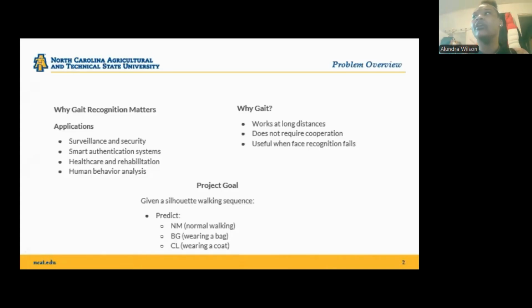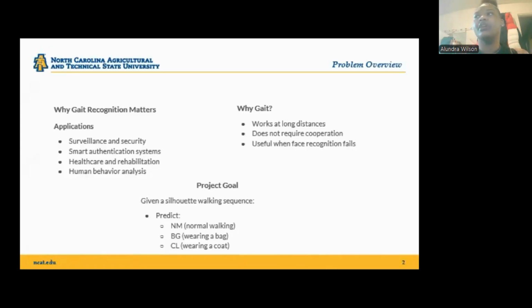One reason gait recognition is challenging is because walking patterns can change under different conditions. For example, carrying a bag changes balance and posture, while wearing a coat changes the silhouette shape and partially hides body movement. These changes can reduce model accuracy if the system is not robust. That leads directly to our project goal. Given a silhouette walking sequence from CASIA-B, our task was to classify whether the subject was walking normally, carrying a bag, or wearing a coat.